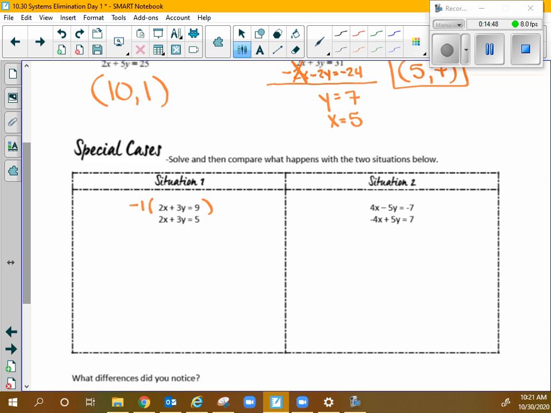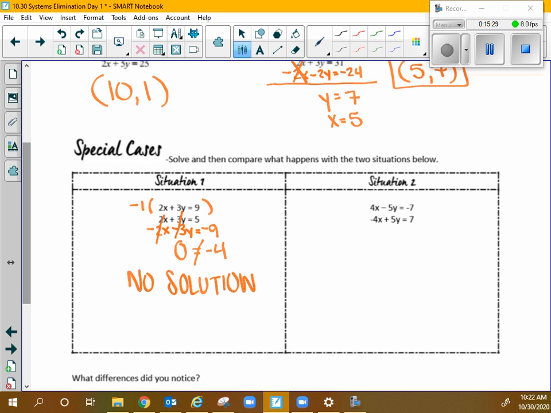Negative 1. So negative 2x minus 3y equals negative 9. 2x minus 2x? Cancels. 3y minus 3y? Cancels out. What's left on that side of the equation? 9. On the left side. Not zero. 0. 5 minus 9, negative 4. What's wrong with that? No solution. It's not true, so there is no solution. That's from the beginning. We're gonna have to go back.